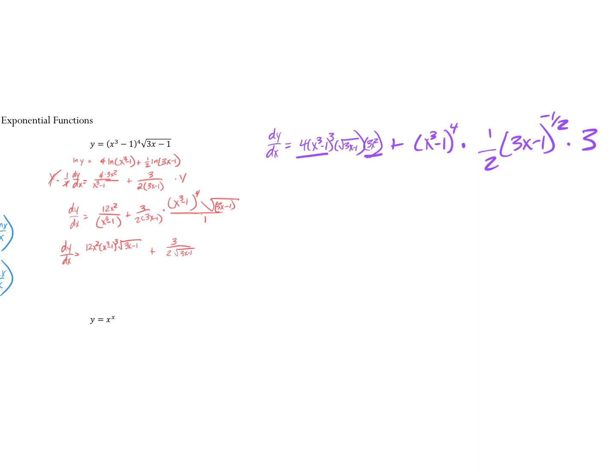There's a 3x squared on the left. So the one where I take the derivative of the x cubed minus 1 has the 3x squared. The one where I take the derivative of the square root of 3x minus 1 is just a 3. Yeah. Like each piece, you're only applying the chain rule to the piece that you're taking the derivative of. Yeah, she did that right after the plus sign.